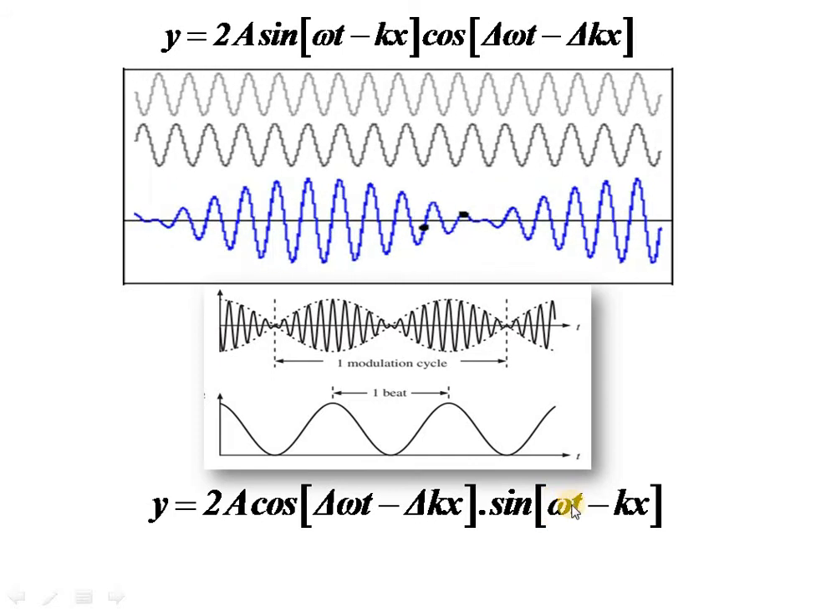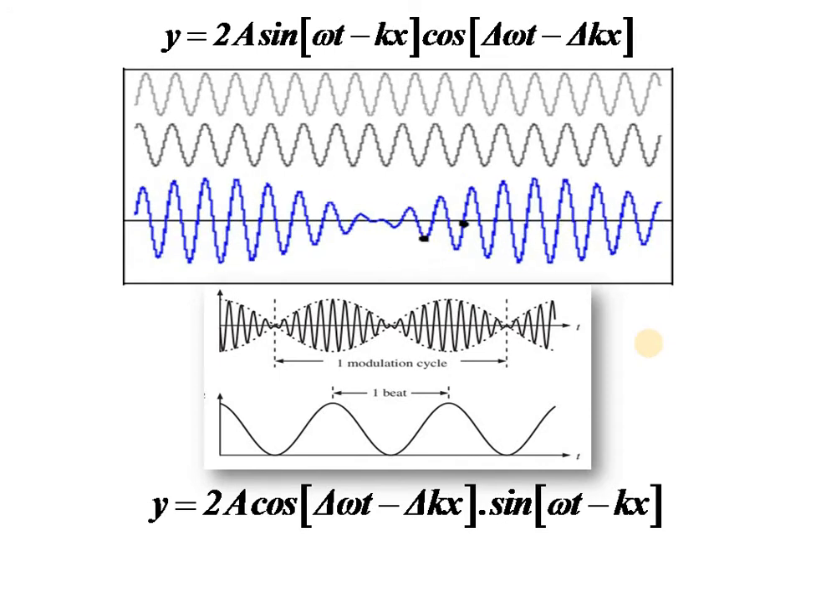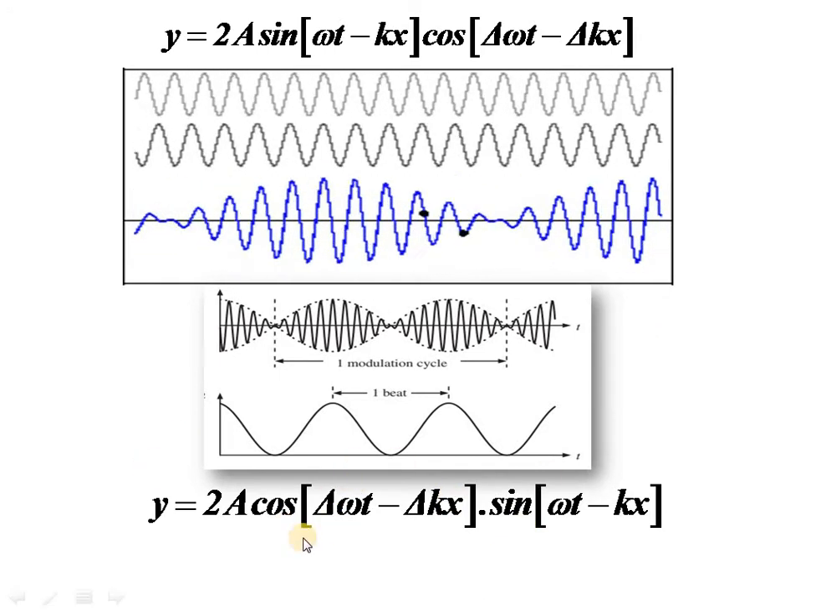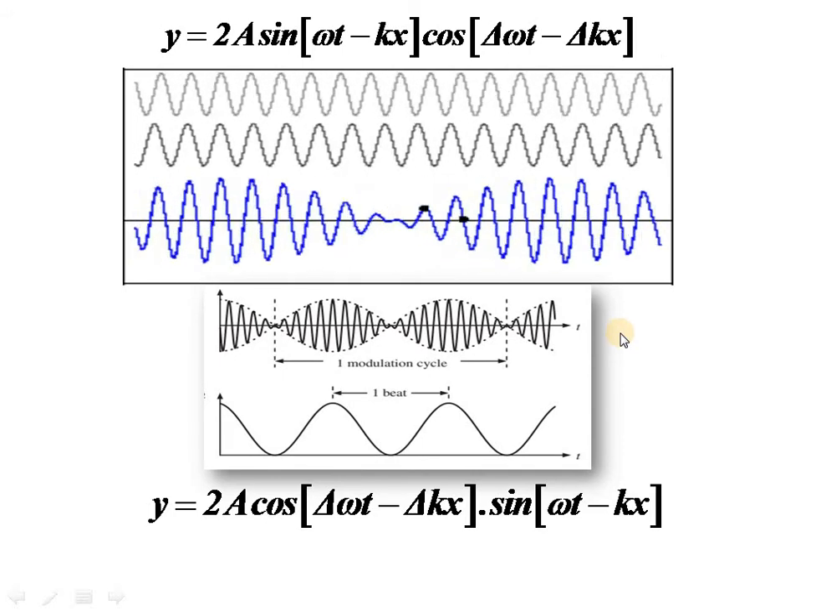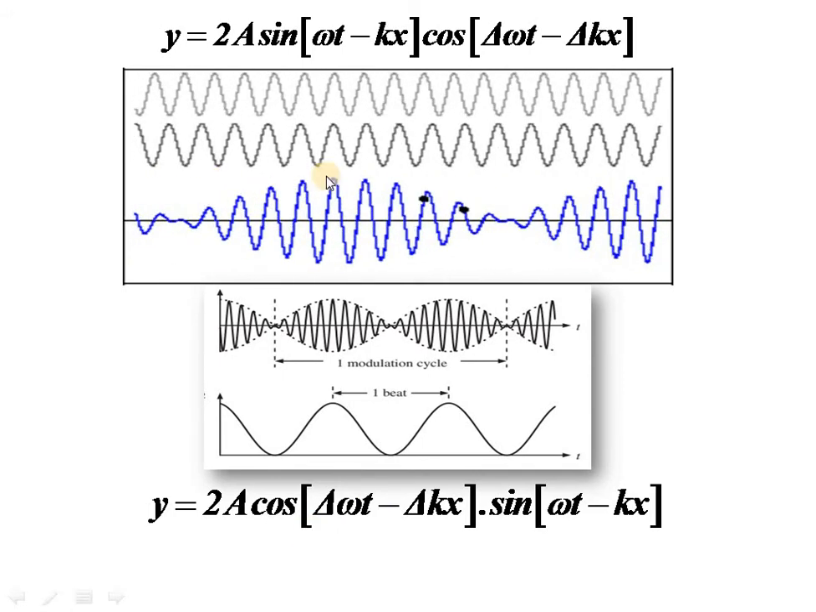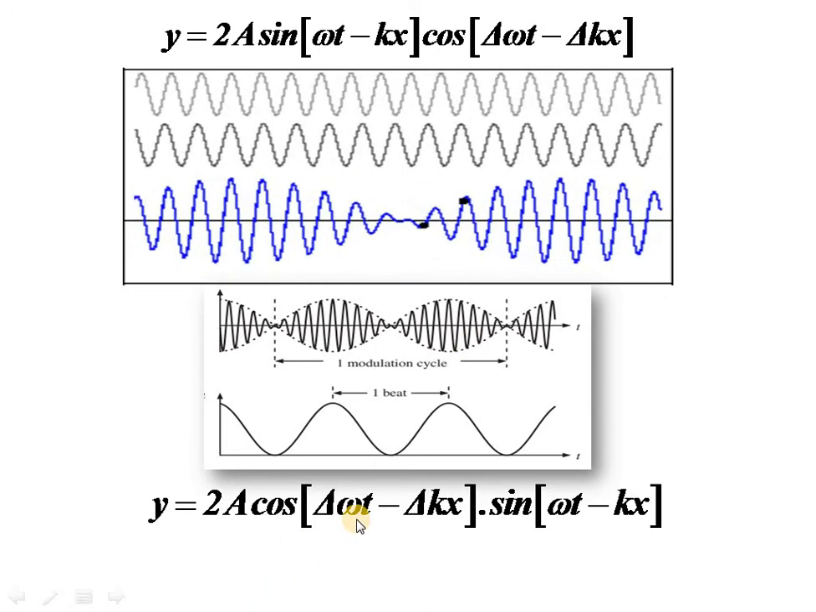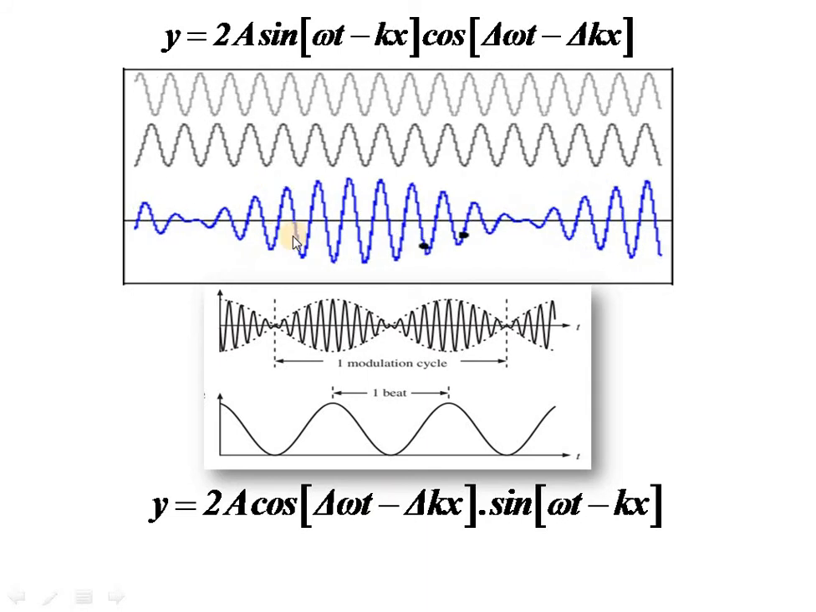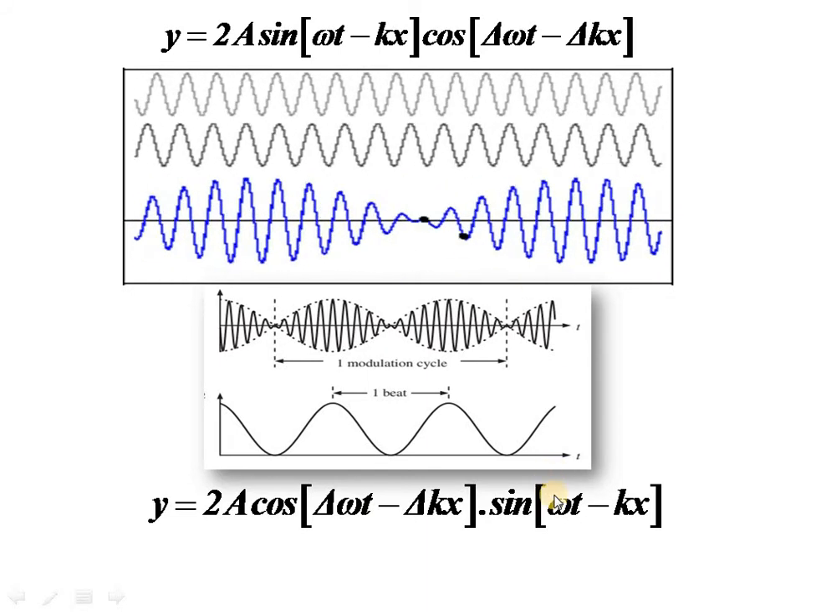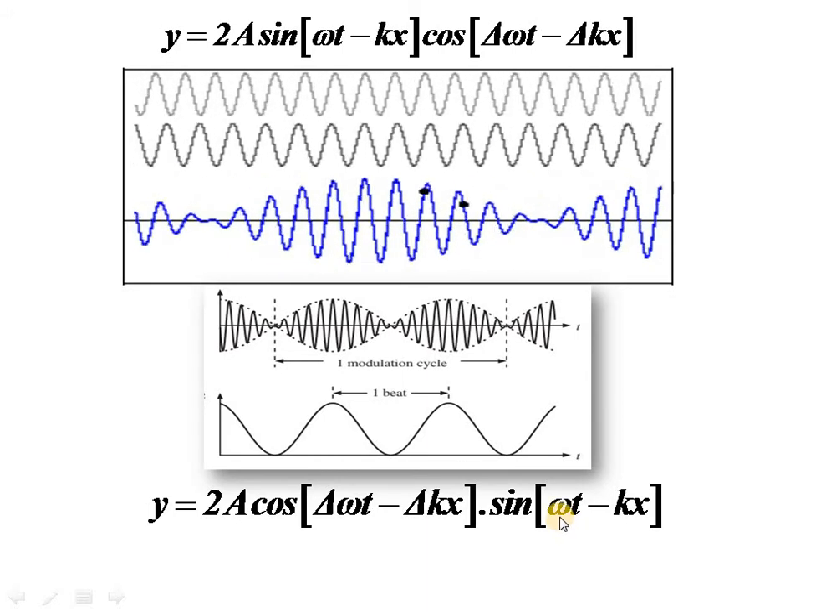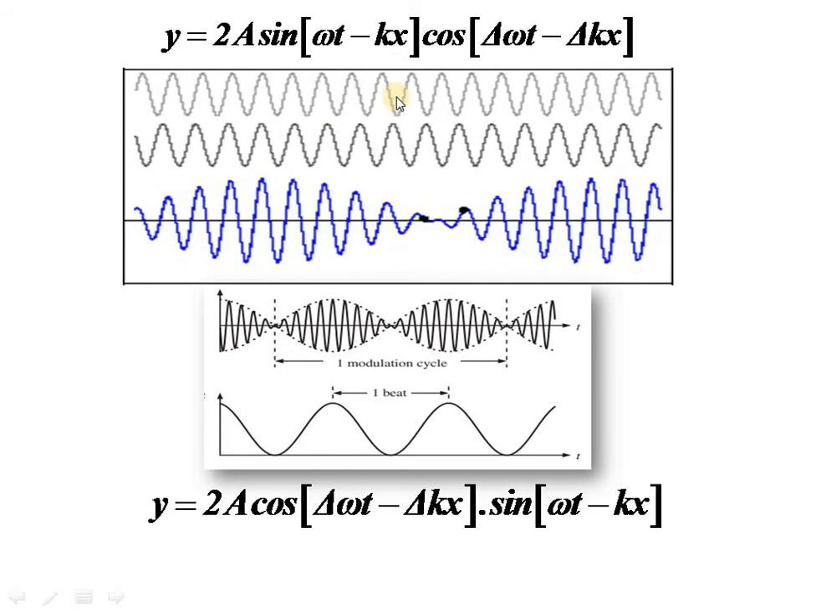wave, omega t minus kx. Keep in mind, this omega is the mean of omega 1 plus omega 2. Understand? Mean. Whereas delta omega is the difference in the angular frequency. So the envelope amplitude is changing with the frequency of the difference in the frequency, and inside, the actual wave is oscillating with the frequency of the average of both waves.